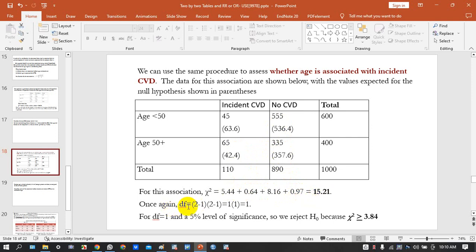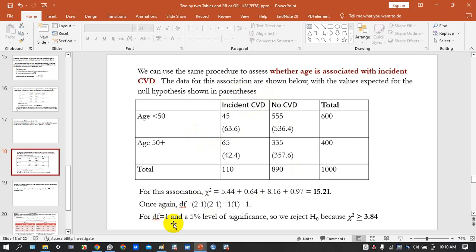And once again, degree of freedom for the row, which is what? The rows are 2, so we have 2 minus 1. Then the degree of freedom for the column is 1. We have 2 columns for the cardiovascular disease, that is 1 and 2. So the exposures are 2 rows, and the disease or the outcome is 2 columns: incidence of cardiovascular disease and no cardiovascular disease. So 2 minus 1 gives us 1. And for the column also 2 minus 1 gives us 1.